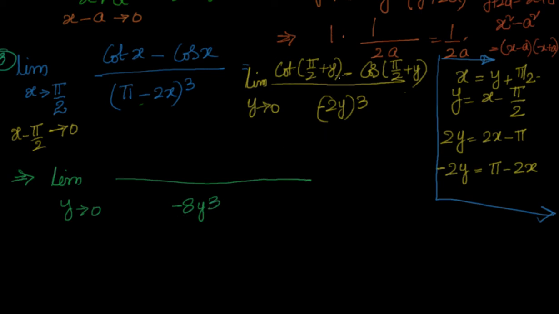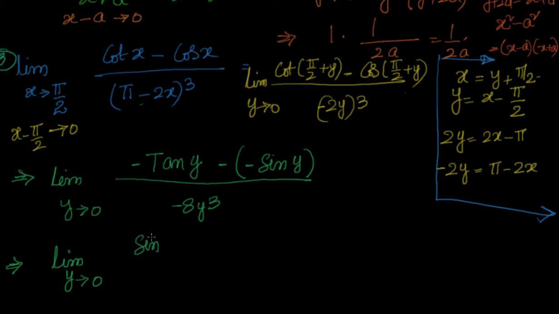Here I will have cot of pi by 2 plus y, that is cot of 90 plus theta, that is minus tan theta or tan y, minus of cos of 90 plus theta, that is again minus sin theta, because in the second quadrant only sin is positive, so it will become minus sin y. This is nothing but equal to limit of y tends to 0. If you simplify that, this is sin y minus tan y by minus 8y cube.